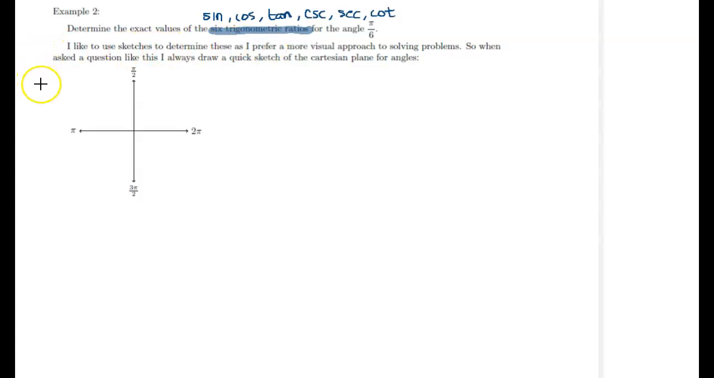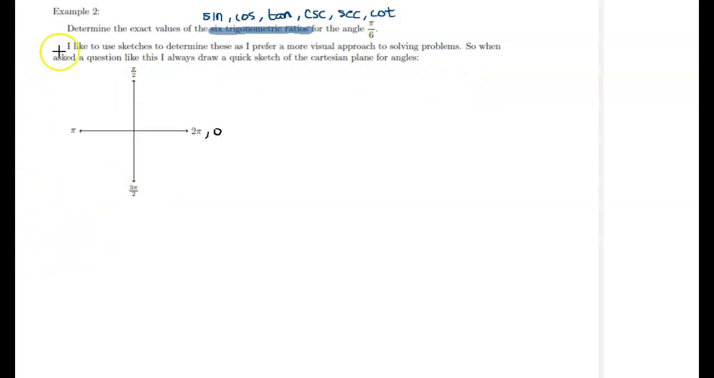So I like to use sketches to determine these, as I prefer a more visual approach. It's nice to see things in front of me to help me figure out what my answers are going to be. So I always draw it out on a quick sketch. I might give you a plane like this, or you might have to sketch your own. But this is always where we'd start. You draw it out. This would be my 2 pi, also 0, right? And pi over 2, pi, and 3 pi over 2. So this is where we're going to start.